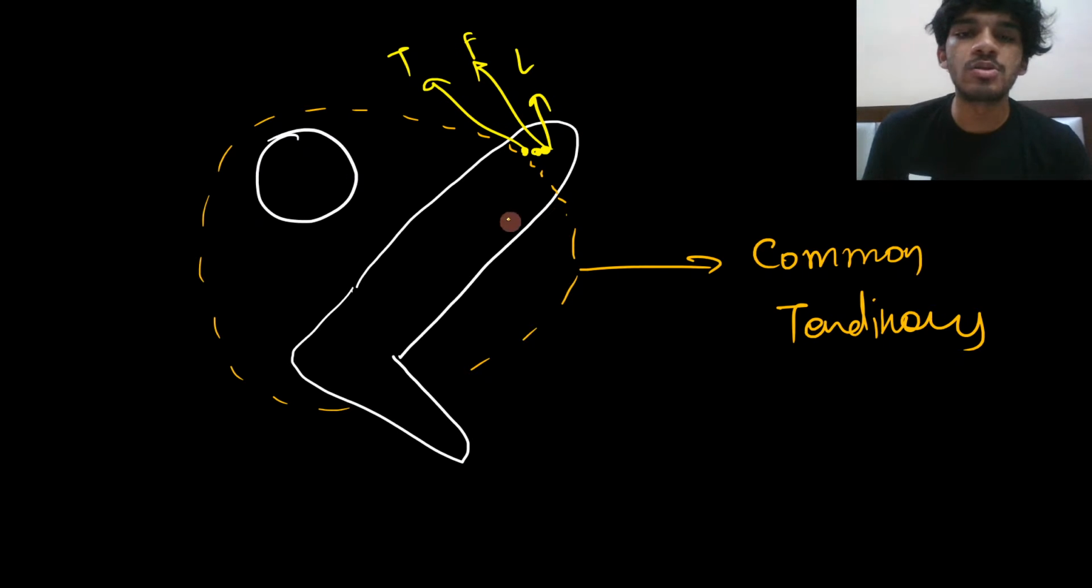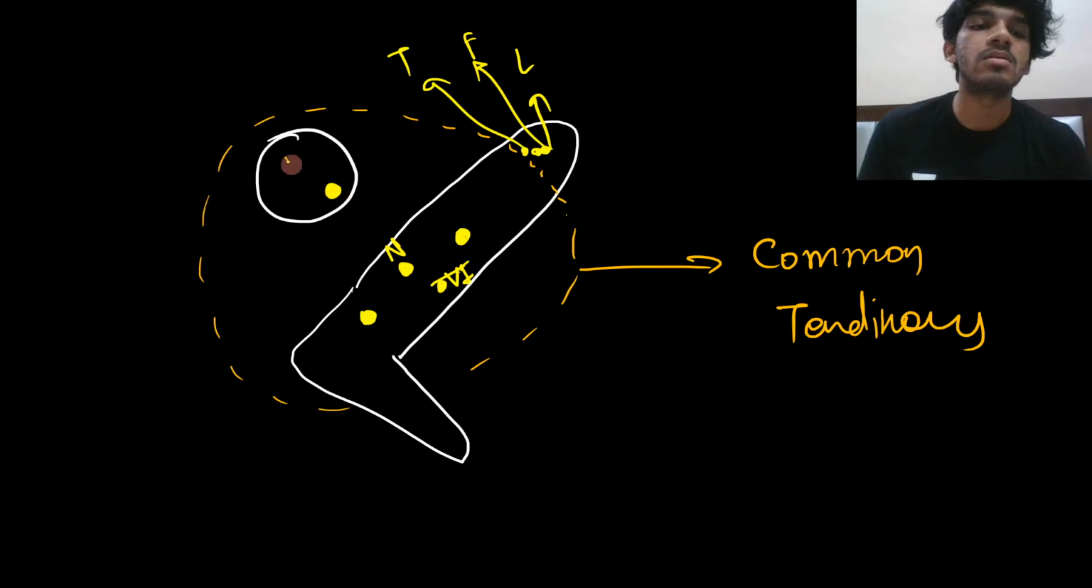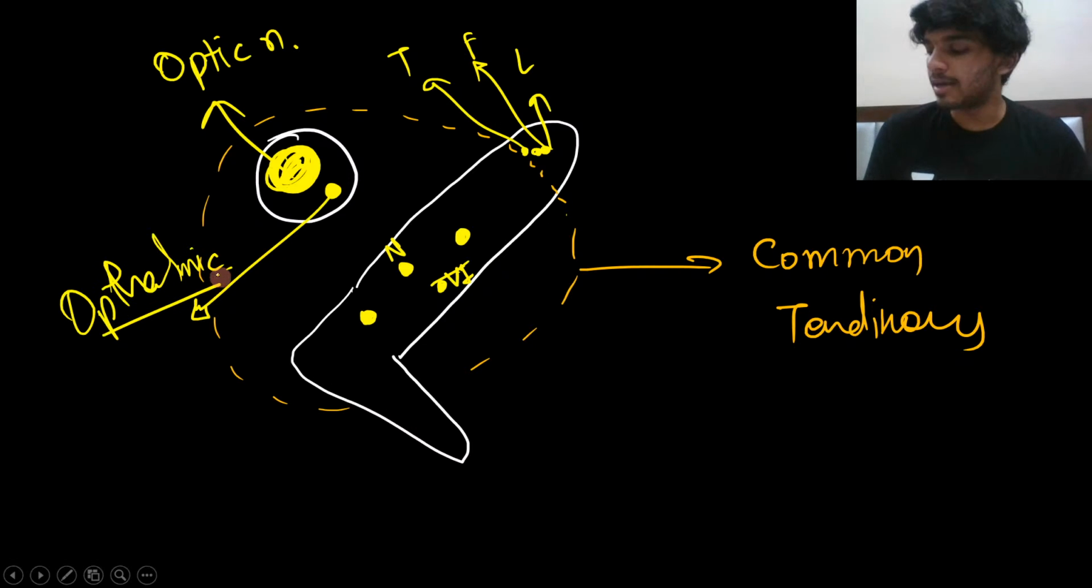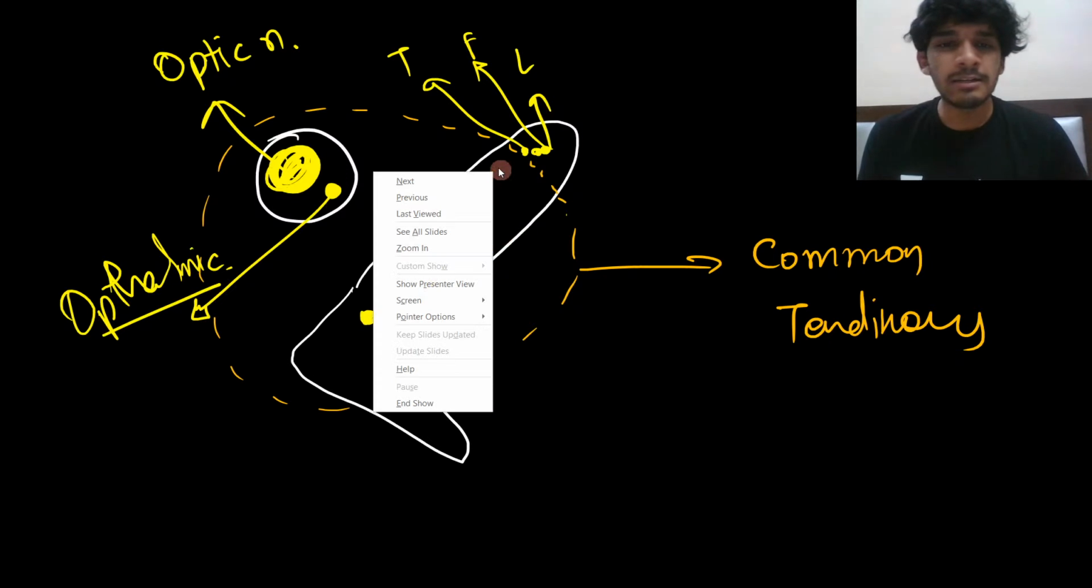And you had some other structures inside. Here inside, what all did you have? You had the superior and inferior divisions of oculomotor. In between those were present the nasociliary branch. And outside here you had the abducens nerve. What was present here? You had the optic nerve and the ophthalmic artery. These were all the structures that were present in the tendinous ring.